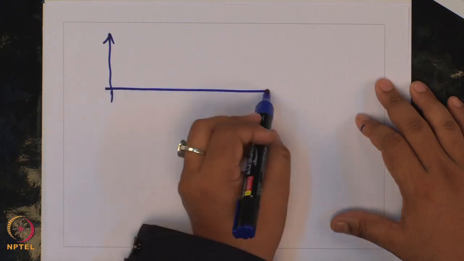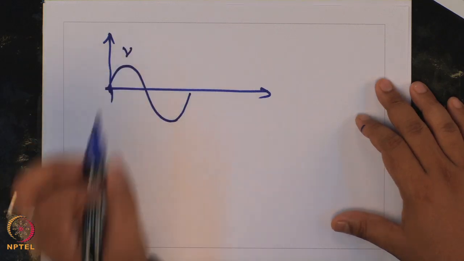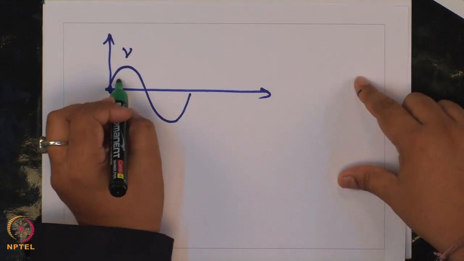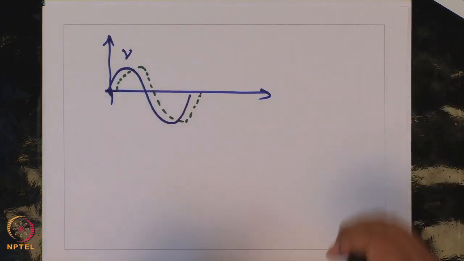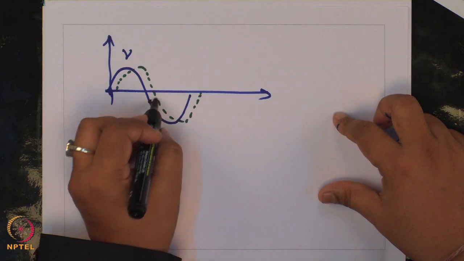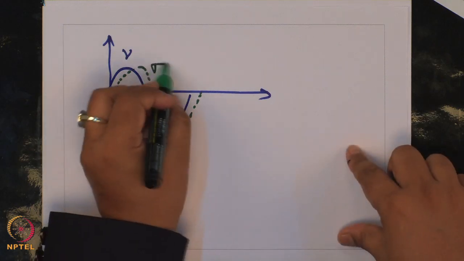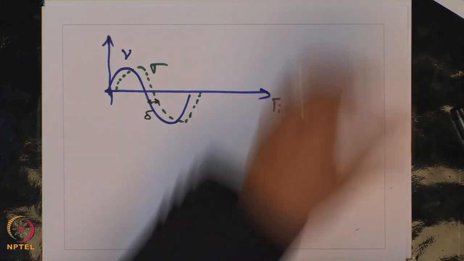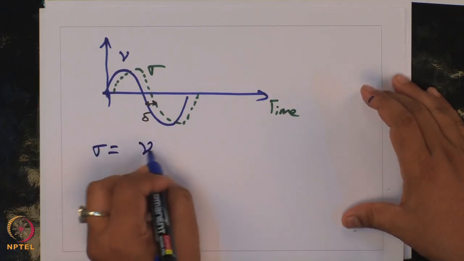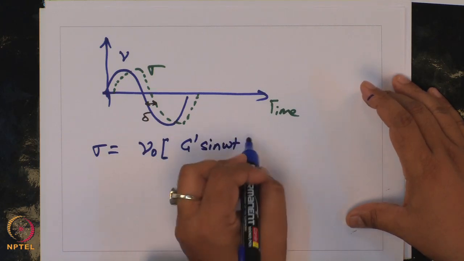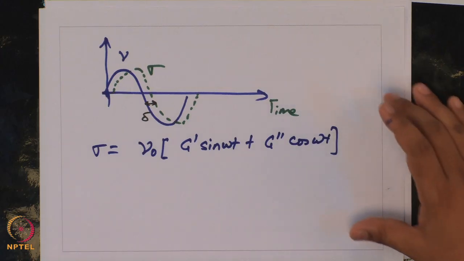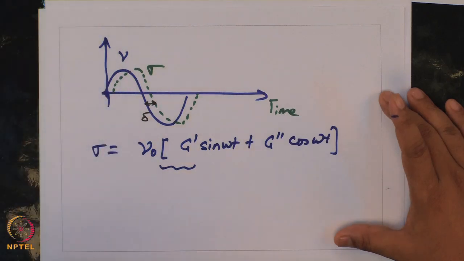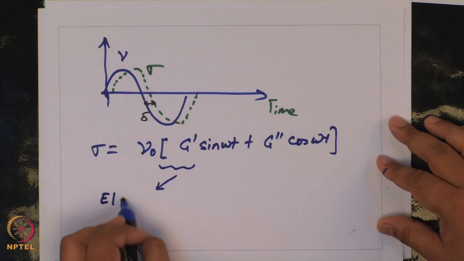If I were to pictorially depict it, you would have a curve like this. If this is your gamma function, you have a phase shift, this is what delta is. So, this is gamma and this is sigma, this is time. So, you have sigma equal to gamma dot into G prime sine omega t plus G double prime cos omega t. You have this component which is in phase with the applied strain field, which means that as soon as you exert the strain, immediately the material deforms. So, G prime or the storage modulus corresponds to the elastic component.